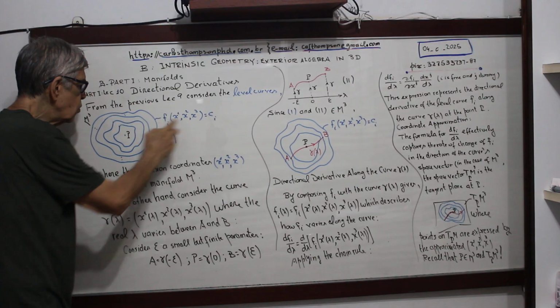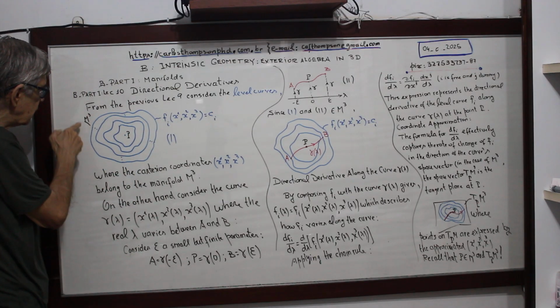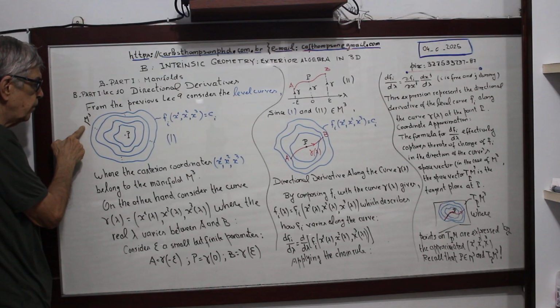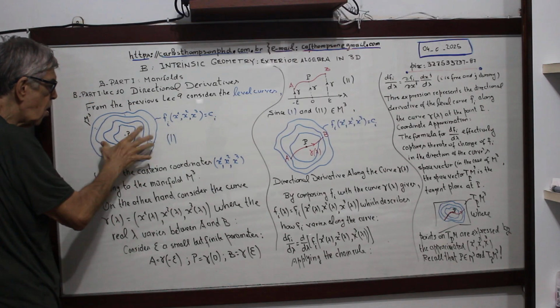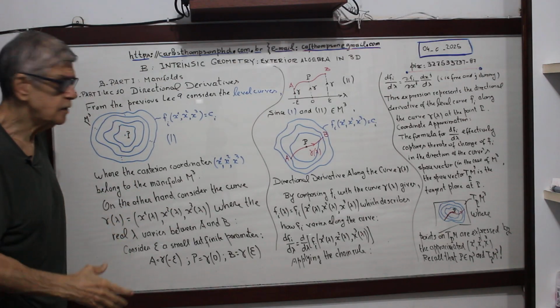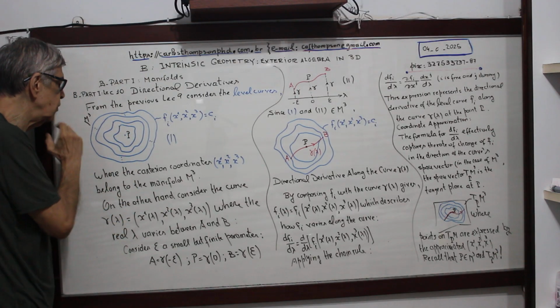You see, those are level curves belonging to the manifold M3. This is a constant, so these are level curves, okay, belonging to the manifold.